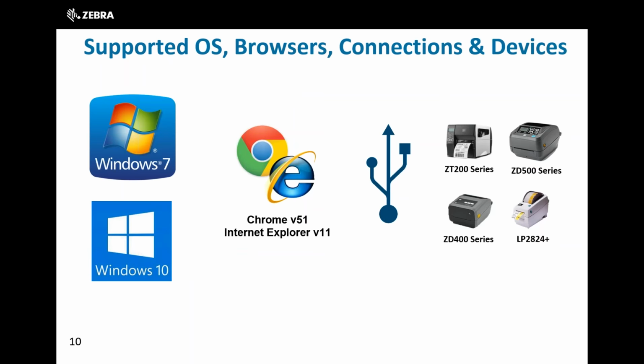So the first version that we're coming out with now supports Windows 7 and Windows 10, Chrome and Internet Explorer, and USB. Actually, this list is not quite right. There's also the ZT400 printer that we are supporting with this. And this is the first release of this product. So in the future, we may be able to support multiple different operating systems and browsers and connectivity types, as well as more printers than we've got here.